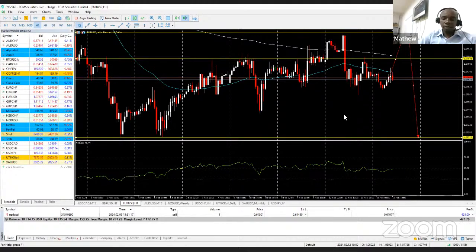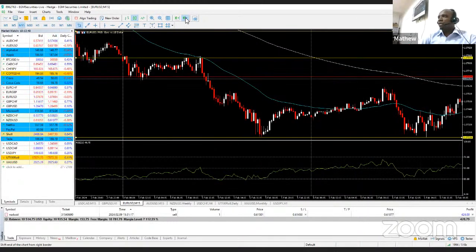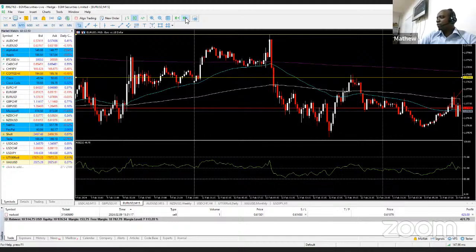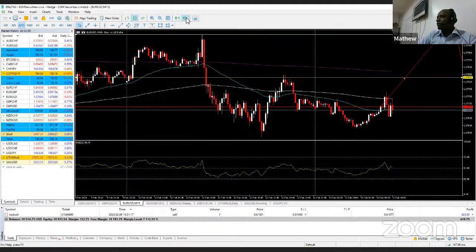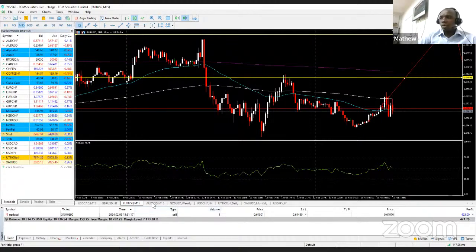Remember, once again, we repeat, this is purely educational analysis, right? So this shouldn't be the only reason why you're taking those trades. You should make sure that you're looking at your own outlooks and see whether that's in line with what you're seeing in the market. But that's a possible move we should see on Euro USD. That's a possibility.